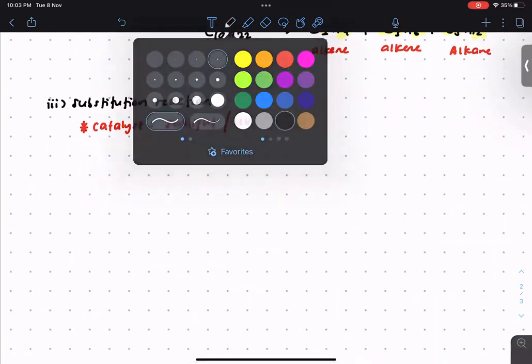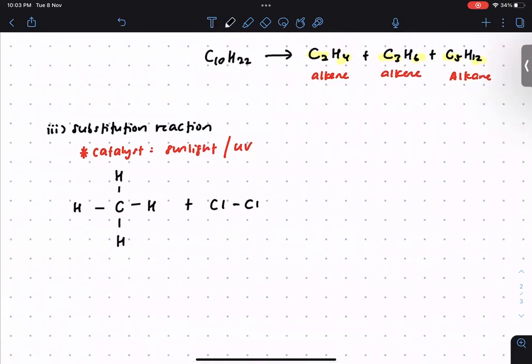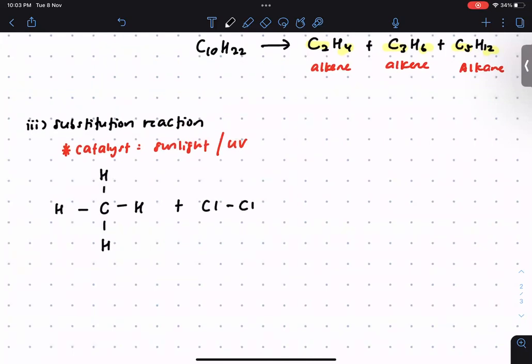So I'll use methane to explain what's going on. The mechanism is very simple. Imagine you have methane reacting with chlorine. Now, it doesn't have to be just chlorine. It can be bromine also, right? Gaseous halogen.